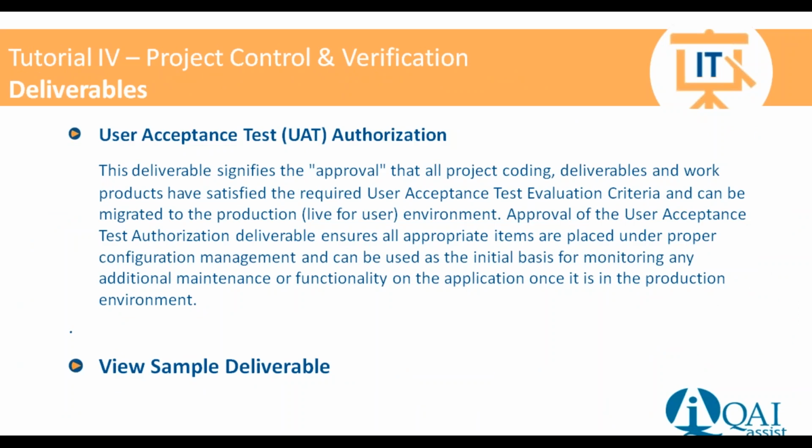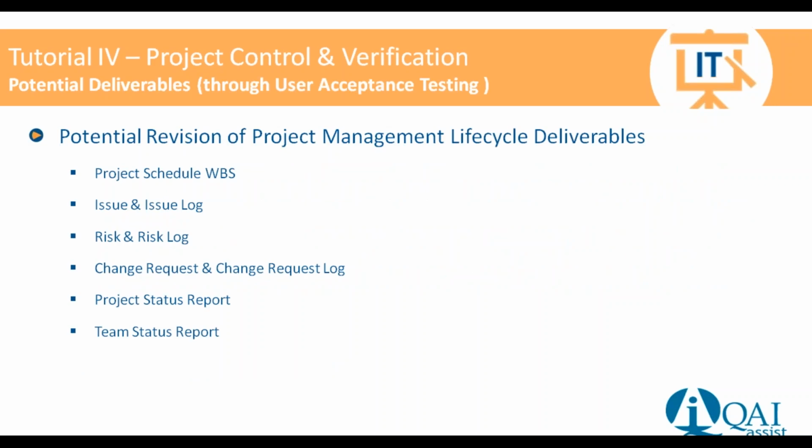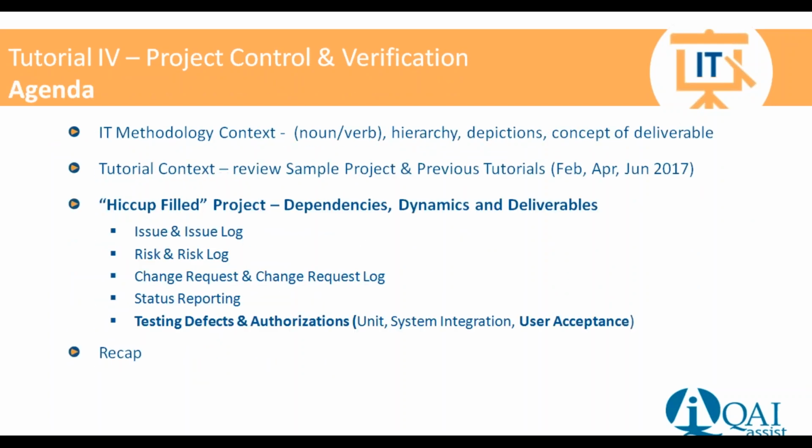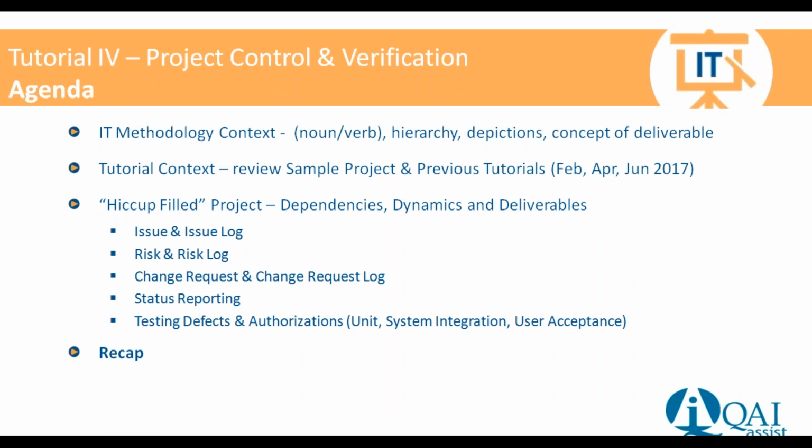And it's much the same as the user acceptance test authorization and the integration test authorization, meaning to say everything has been looked at, all of the user acceptance testing has been completed, and it's ready to go to a production environment. So these are some of the deliverables when we're doing user acceptance testing that may have to be altered in the project management lifecycle, software development lifecycle, software testing. So that gets us through everything.